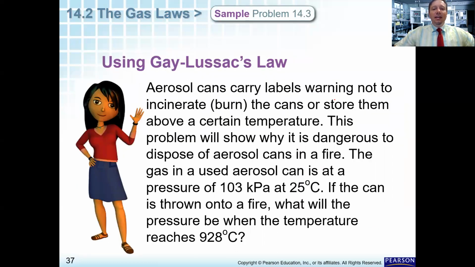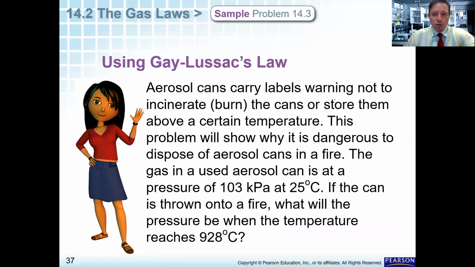So using Gay-Lussac's law, here is an example problem, and then we're going to look at several examples, actually 3 of them together. Aerosol cans carry labels: do not incinerate or burn. Notice if you get a can of hairspray or something in an aerosol container, it'll also say do not leave in a hot car. Why? Well, the temperature will increase, which means the pressure is going to increase, which means it could burst the container. So let's look at this problem.